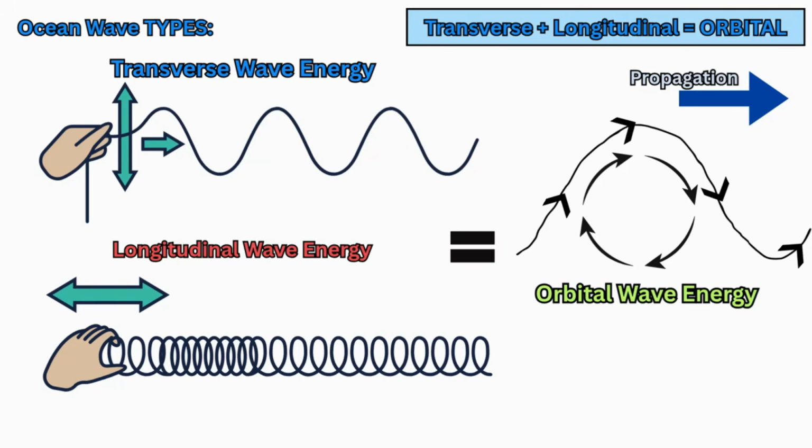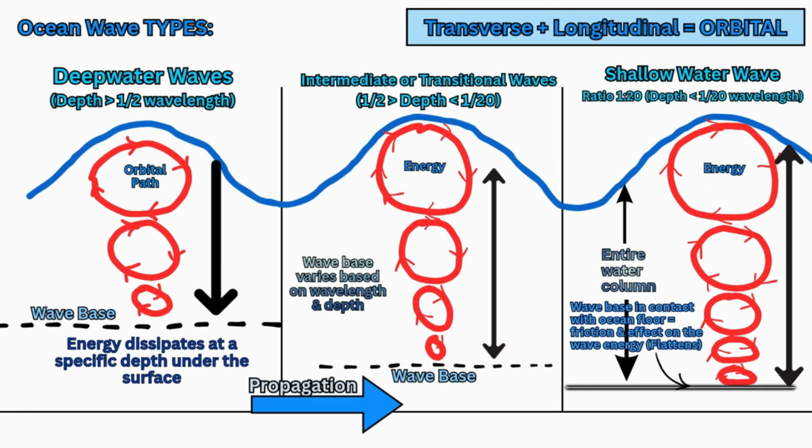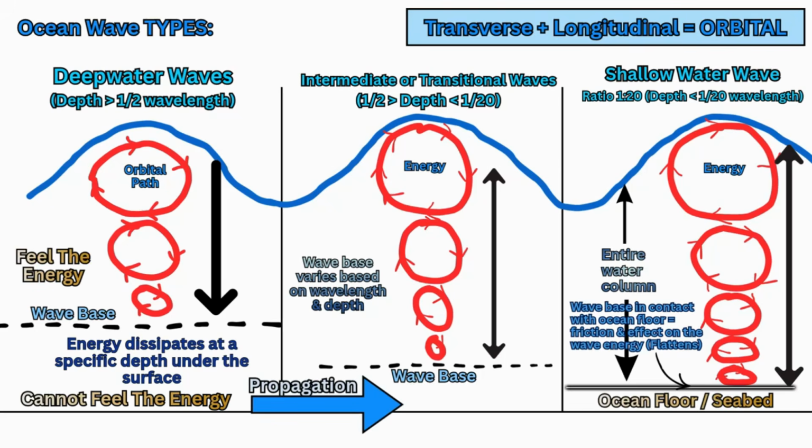Now, ocean waves are divided into three different types or classifications based on the depth of the water the energy is moving through and the wavelength of the energy. This is based on the wave base, the point within the ocean at a certain depth where the energy is negligible. You don't really feel the energy, but between the wave base and the ocean surface, you would experience and feel the energy as it propagates through the water. So the wave base is very important.